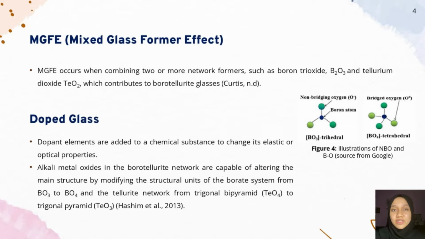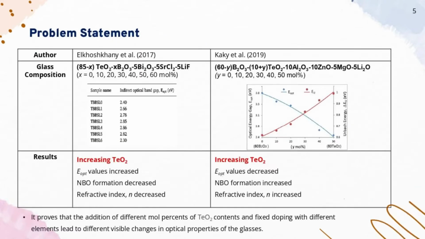Next, the mixed glass former effect, known as MGFE, occurs when combining two or more network formers such as boron trioxide B2O3 and tellurium dioxide TeO2, which contributes to borotellurite glasses. Meanwhile, for the doped glass, dopant elements are added to a chemical substance to change its optical properties.